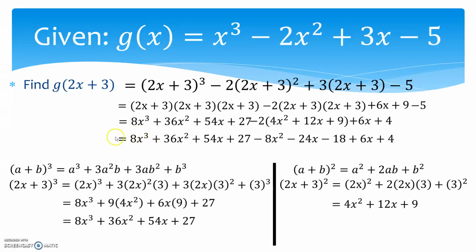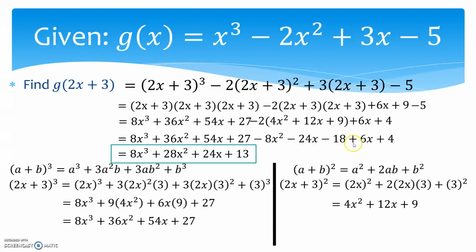So, copy this one first, and then, we distribute negative 2 sa loob. So, negative 2 times 4x squared, negative 8x squared. Negative 2 times 12x, negative 24x. Then, negative 2 times 9 equals negative 18, plus 6x plus 4. So, simplifying that, we have 8x cubed, 36x squared minus 8x squared is 28x squared. Then 54x minus 24x, 30x.